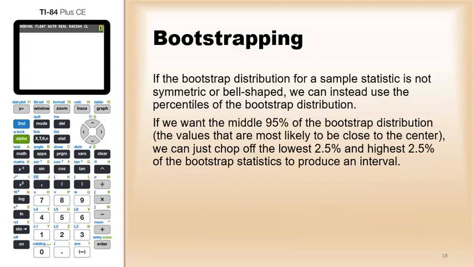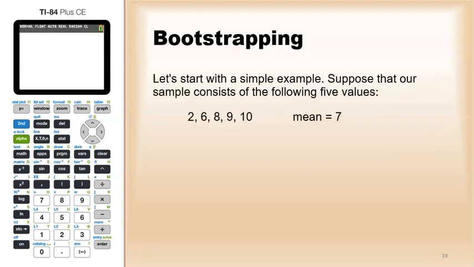If the bootstrap distribution for a sample statistic is not symmetric or bell-shaped, we can instead use the percentiles of the bootstrap distribution. That is, we want the middle 95%, so we're going to cut off the bottom 2.5% and the top 2.5% of the data. So, before we get there, let's just start with a simple example.